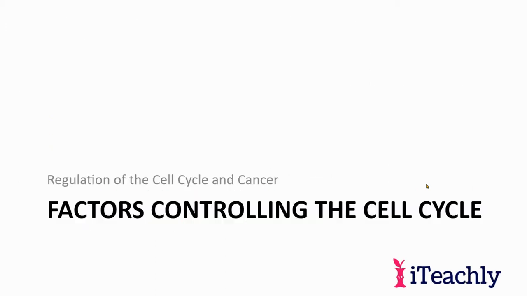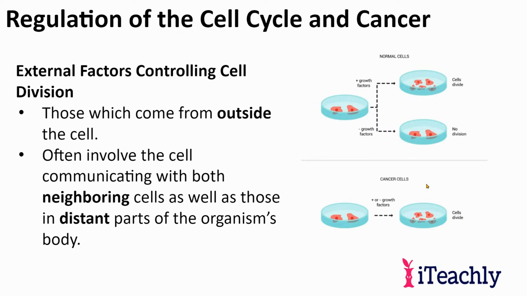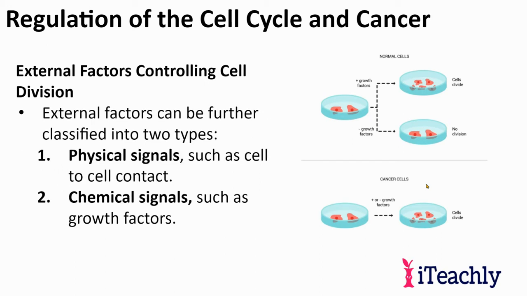Okay, now we're going to talk about factors that control the cell cycle. So you can have external factors and you can have internal factors. External factors are things that come from the outside, so often involve the cell communicating with both neighboring cells as well as those in distant parts of the organism's body. So this is sort of the different organs talking to each other. External factors can be further classified into two types: physical signals such as cell-to-cell contact, and chemical signals such as growth factors.